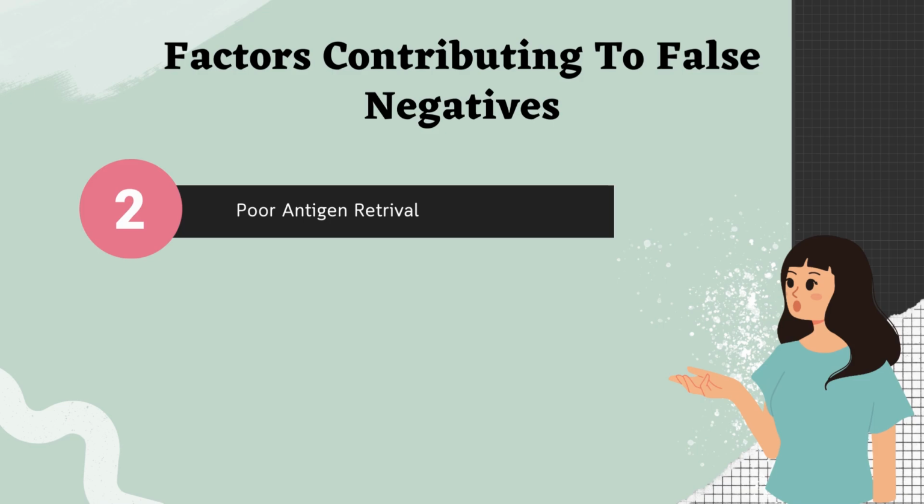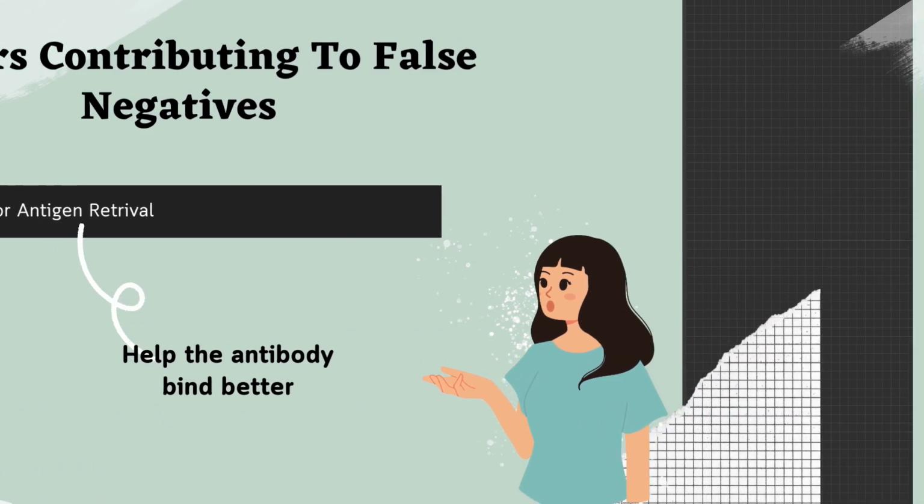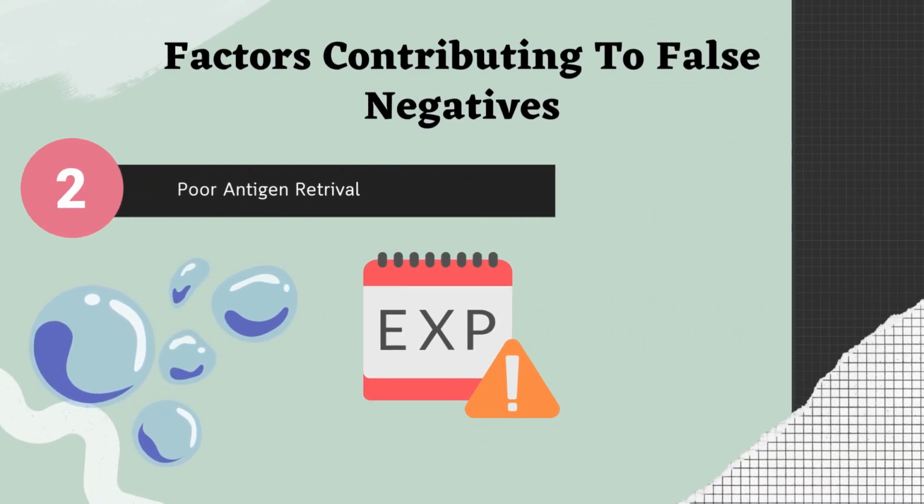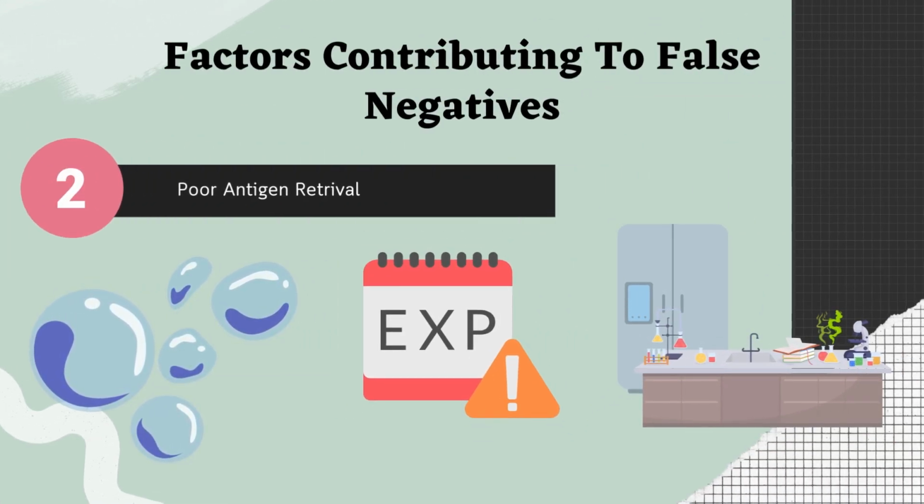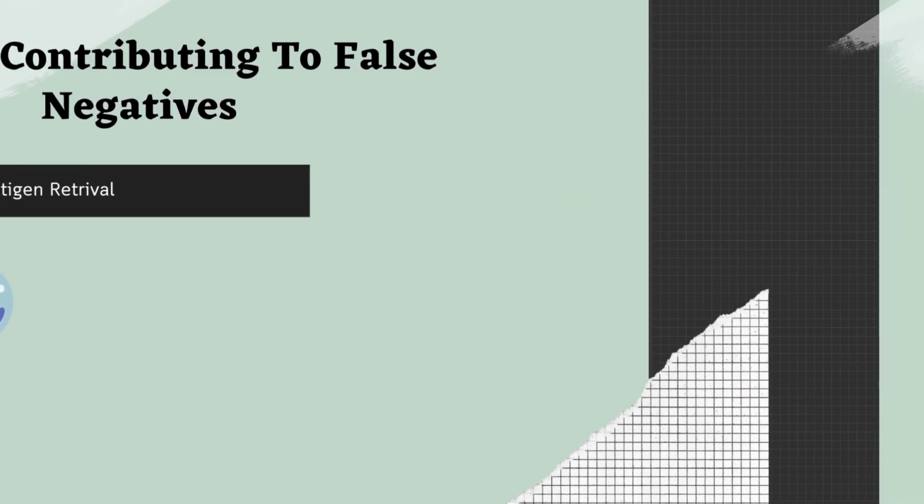Antigen retrieval methods are done to help the antibody bind better in immunohistochemistry. If the reagents used for the retrieval aren't handled properly, like having air bubbles or being expired, or not being stored right, it can mean that the target protein doesn't get enough exposure. This makes it harder for the antibody to bind to it, resulting in false negative staining.